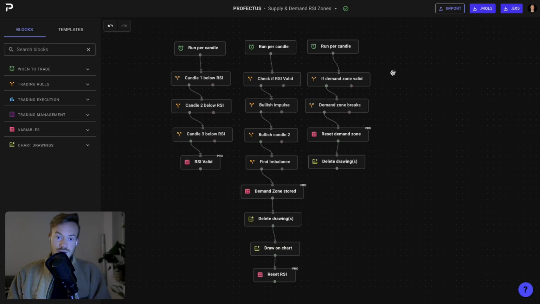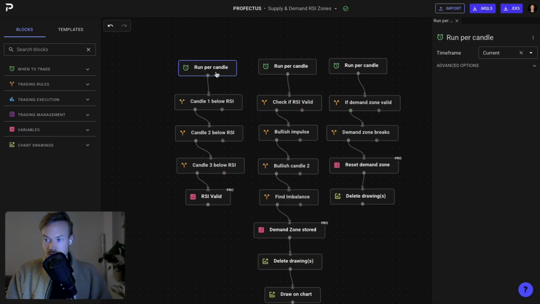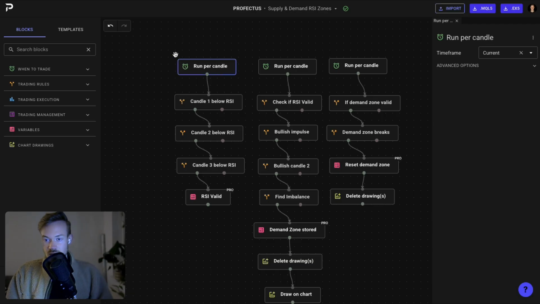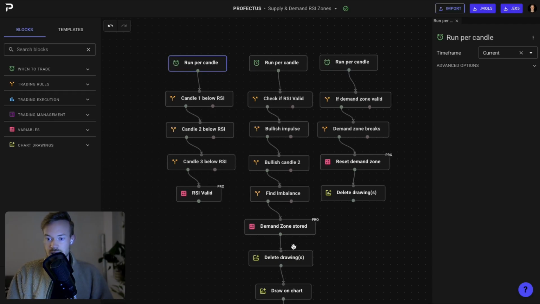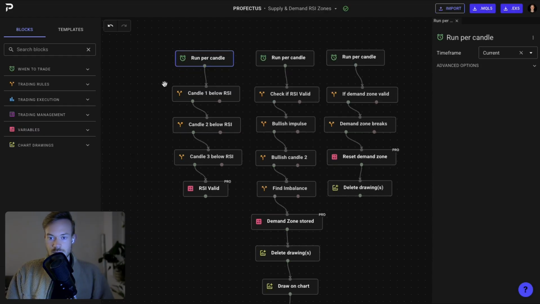We simply add the RSI on top of the price action of how we define supply and demand, here focusing on demand. Now let me walk you through the logic, the rationale of this supply and demand RSI zone trading system on Perfectus AI. As so often, we start with the block run per candle. In that case, I ran it on the 4-hour US dollar Japanese yen, so on a currency pair. Overall, we are looking at 3 different decision trees, and let's start with the first one here on the left hand side.